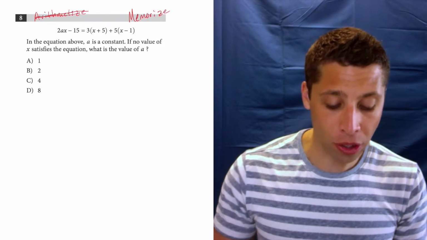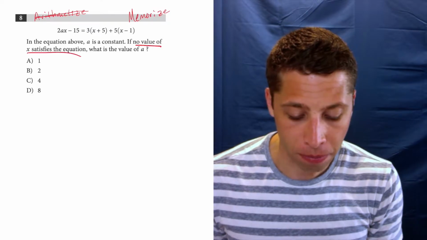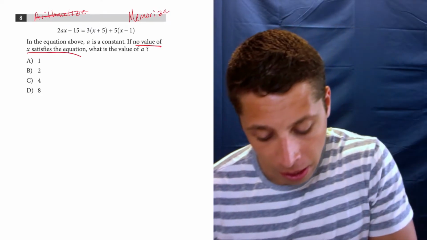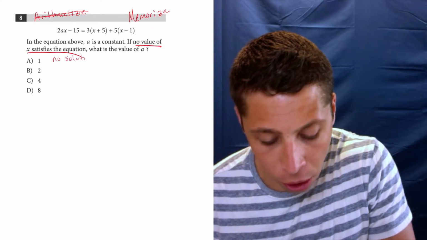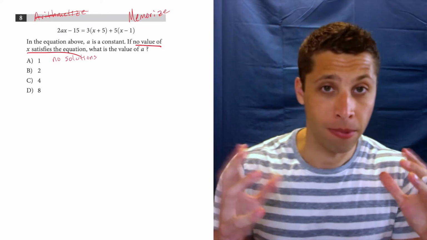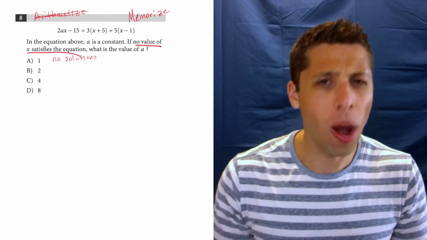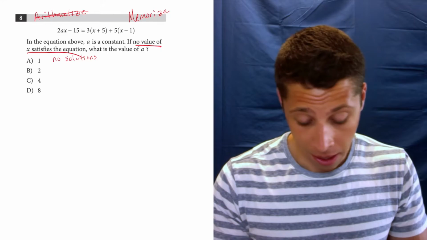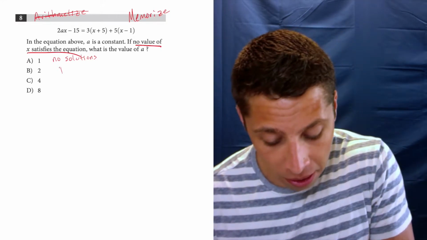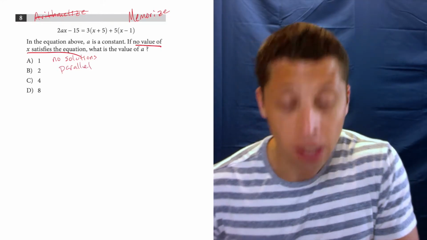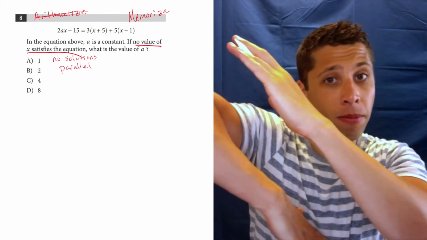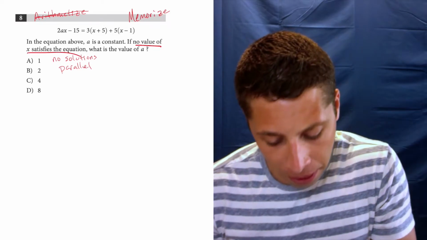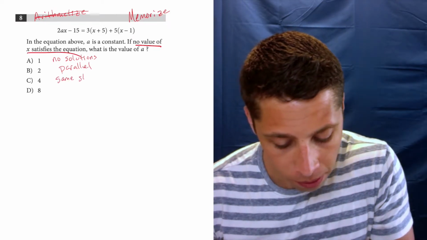When I read this question, they are giving me some important information. No value of x satisfies the equation. That's a fancy way of saying that there are no solutions to this equation. Well, why would that happen? Well, we know that if we're dealing with lines, when we have no solutions, it's because the lines are parallel. And they don't intersect, right? They go in the same direction forever. And when lines are parallel, what does that mean? That means that they have the same slope.